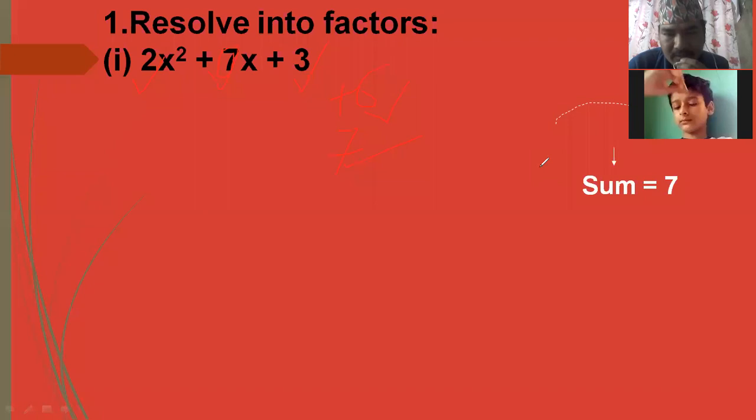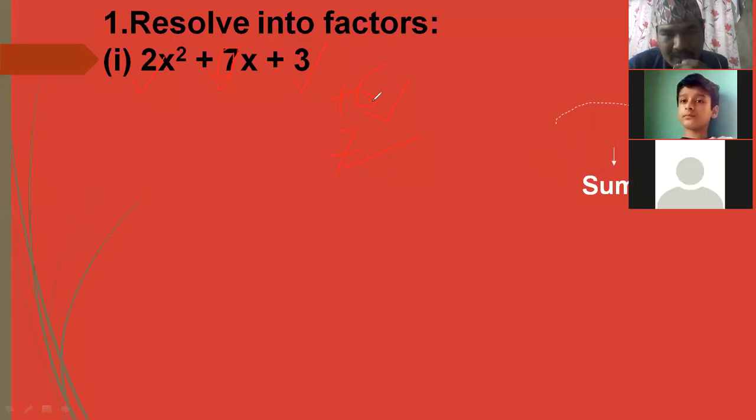Can you tell? 6 and 7. No, that is not okay. I am just telling again, look here. 6 into 1. Very good, Abhigay. 6 into 1, because 6 into 1 is 6, and when we add 6 and 1, what will be? 7. Are you clear, children?